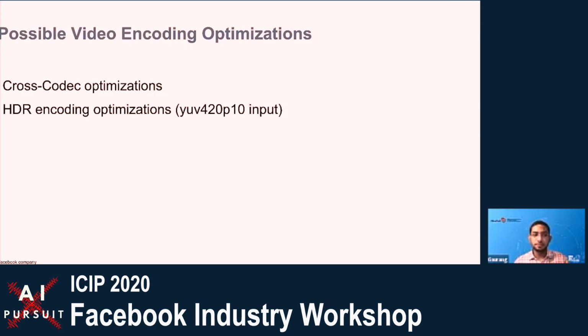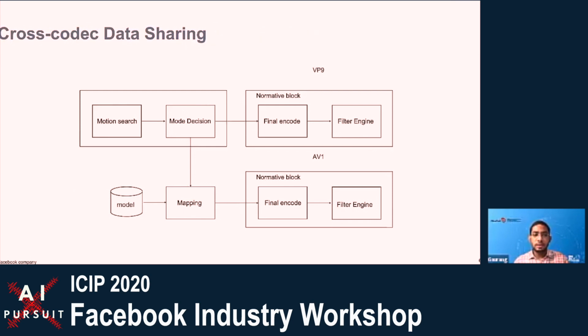Next slide, please. We presented the paper on cross-codec data sharing in SPIE Applications of Digital Image Processing 2020. The cross-codec idea is to share the decisions of the most compute-intensive blocks, motion estimation and mode decision data, from one codec into another, thereby saving the computational requirements of the system. This can be effective when a new codec is an evolution of an older codec, such as VP9 to AV1, where more tools are added to realize bitrate savings for the same quality.